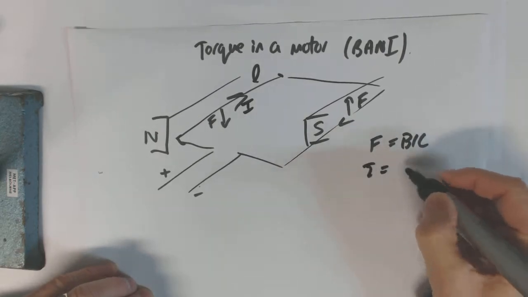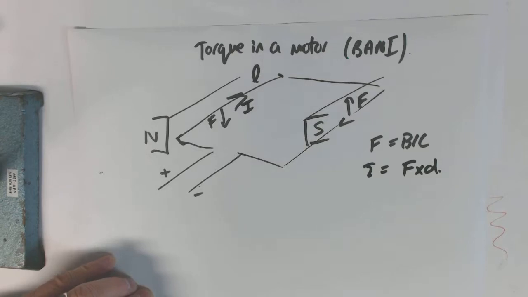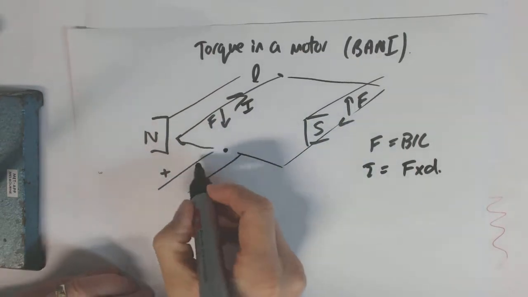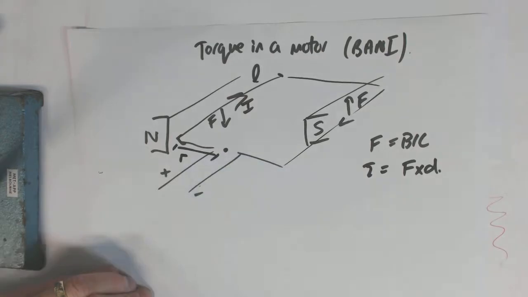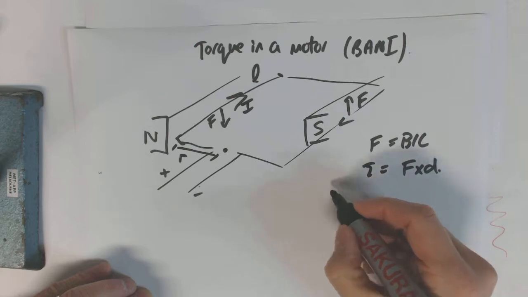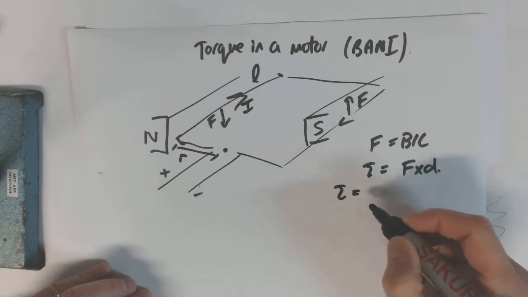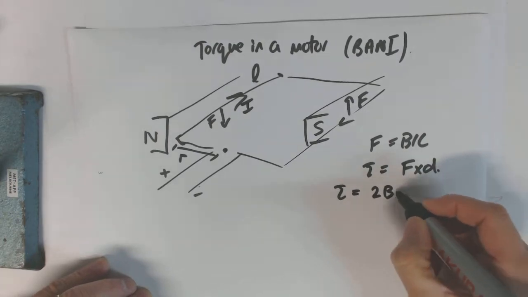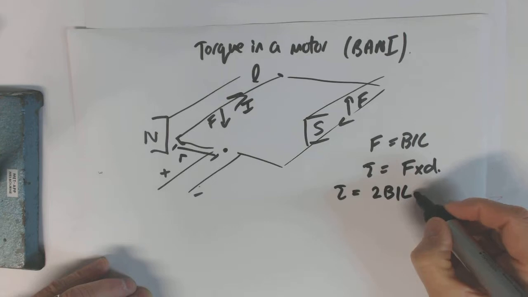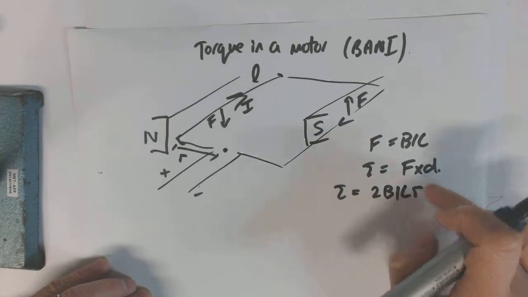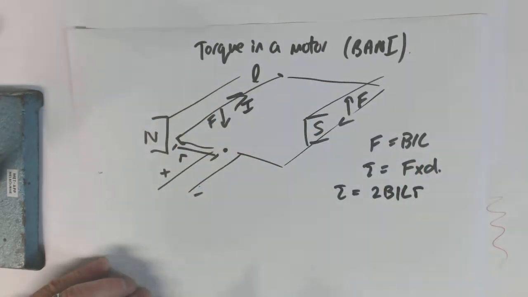Now we know that torque equals force times the distance. What distance are we talking about? In this case, that force is down. We need to give that distance across here a measurement. We'll call it R. So we can say the torque is equal to 2BIL, which is the force, times R. BIL is the force, R is the distance from the torque equation, and there's two of them because there's two sides.